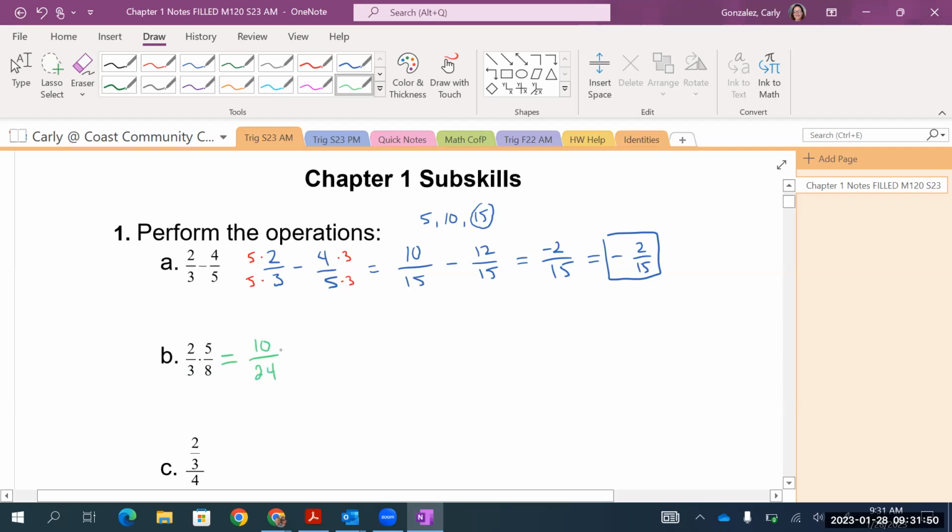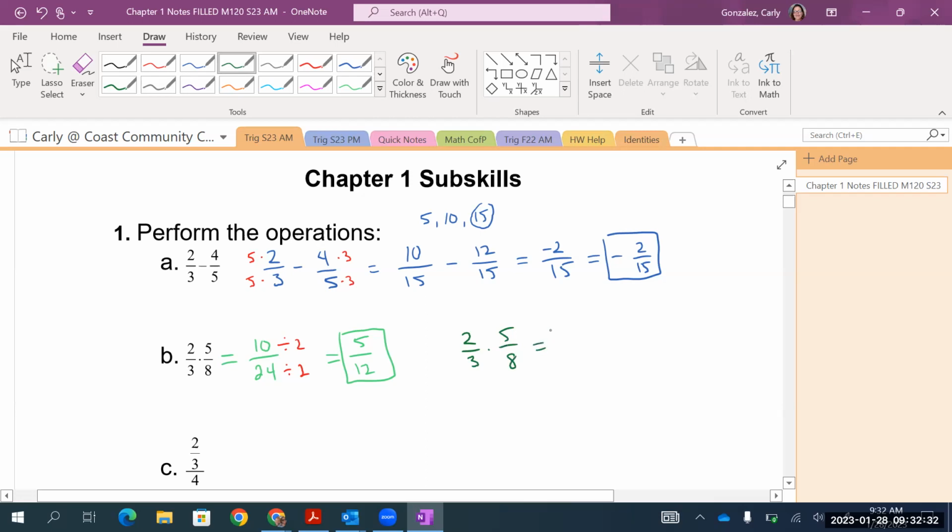And now we have to be sure to reduce this. So 10 and 24 can both be divided by 2 evenly. So we divide top and bottom by 2, and we get 10 divided by 2 is 5, 24 divided by 2 is 12. So our answer is 5/12. I do want to show an alternate strategy, which will be more helpful when we get to multiplying rational expressions later in this semester.